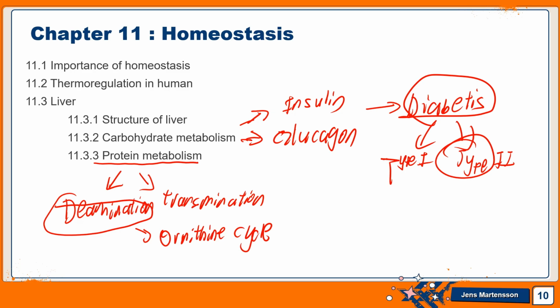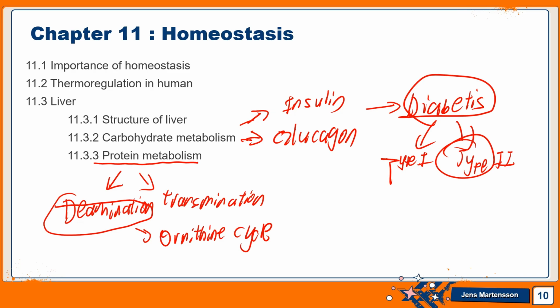You have to know it. The ornithine cycle is like the Krebs cycle. It has many intermediate substances in the cycle. You have to memorize it, like you memorized the Krebs cycle in SEM1.